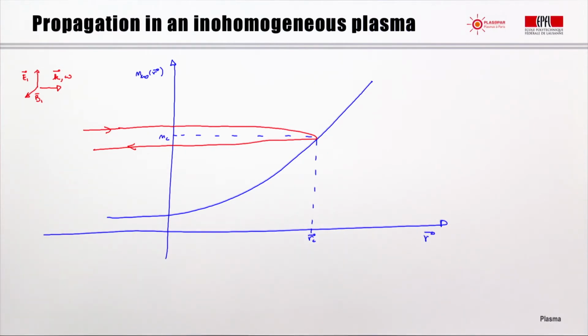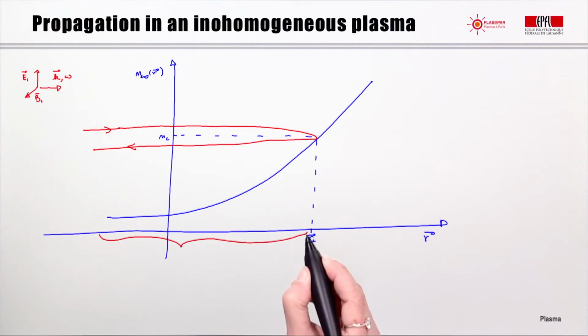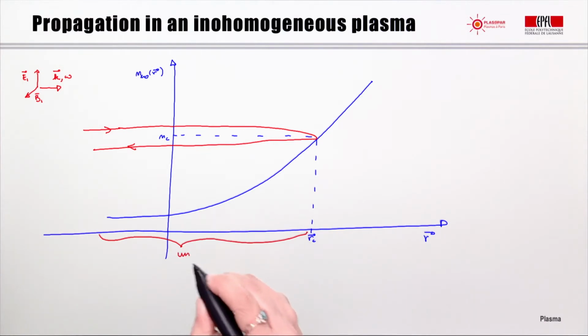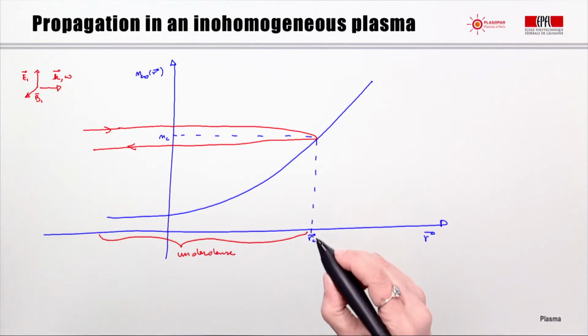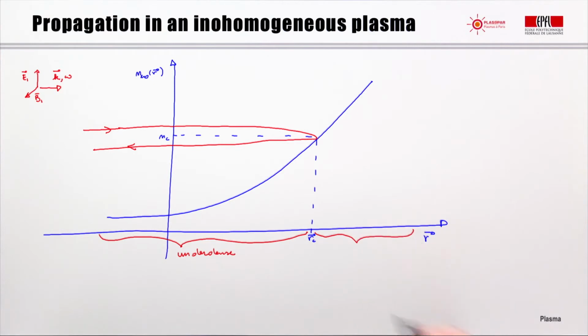We will discuss in the next lecture what happens when light, instead of propagating parallel to the density gradient, propagates at an angle, oblique incidence. As we will see, the situation is a little bit different. Finally, we can introduce a definition that you've already seen in the previous lecture. The part of the plasma where light can propagate is called underdense, and the part of the plasma where light cannot propagate is called overdense.